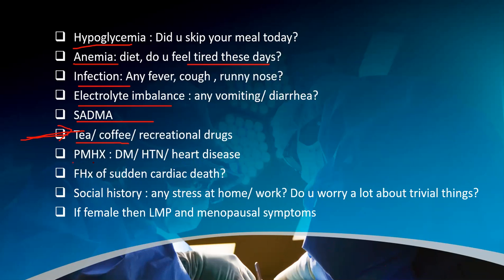Then past medical history is very important. So any history of diabetes, hypertension, heart disease, any family history of sudden cardiac death. Very important question. Sudden cardiac death in the family is always important to know. Then social history. Remember, stress is one of the differential diagnoses.